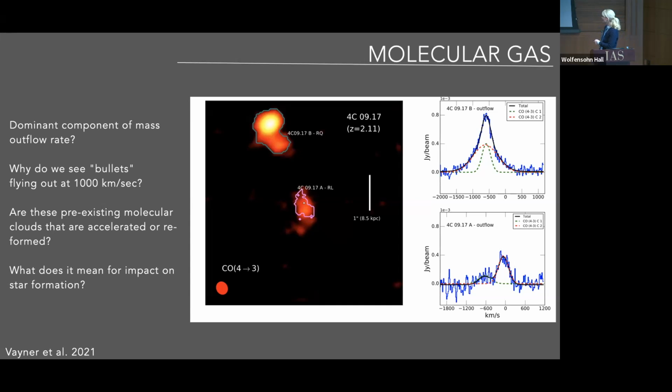And the question here is, are these pre-existing molecular clouds that are being accelerated together with the wind, or is the molecular gas formed in the outflow? Both could be possible, but from these observations, you cannot really distinguish between the two scenarios just yet. And the question is, what does it mean for star formation if so much molecular gas is removed from the host galaxy?